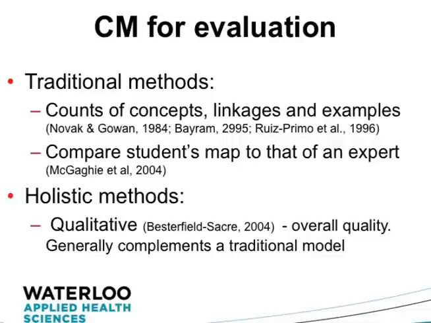So they ascribe 1 mark for each valid link between concepts, 5 points for each valid hierarchy, 10 points for a valid cross link, and 1 point for each example. That's the kind of thing that they look at.